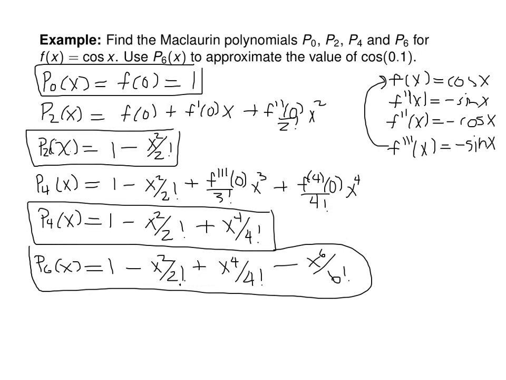And we're going to use P6 of x to approximate the value of cosine of 0.1. So we'll find P6 of 0.1. That's about equal to 0.995, and that's an estimation of the value of cosine of 0.1.